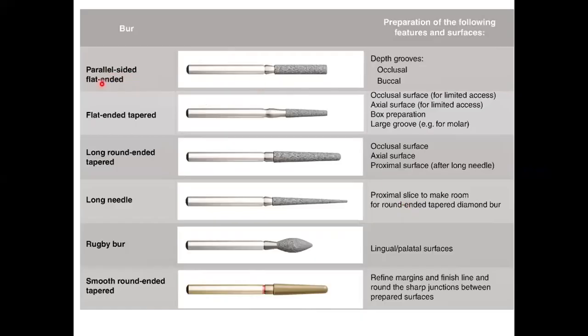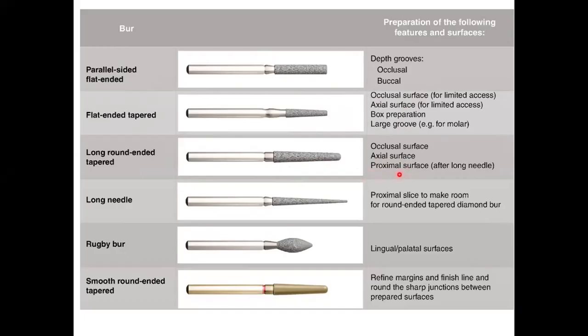First is your parallel sided or flat end burr, which is used to give depth grooves. Your occlusal or buccal depth grooves can be given with the help of this flat or straight fisher burr. Then you have your flat end taper burr and a long round end taper burr. Both are tapering fisher burrs. This one is flat and short, and this one is a long round end taper burr. The short flat end taper burr is generally used for large groove preparation, box preparation, axial or occlusal surface preparation. Your long round ended taper fisher burr is used mainly for your occlusal surfaces.